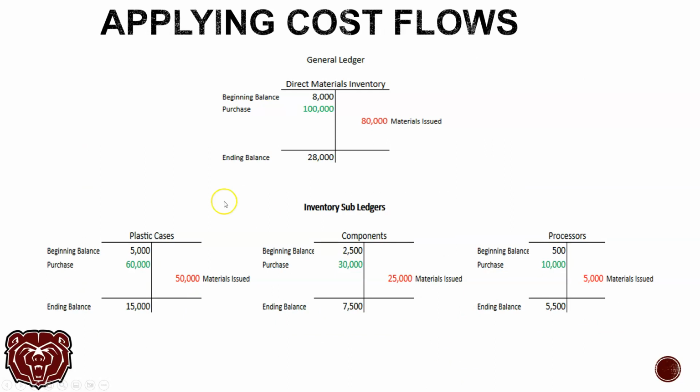Okay, so this would be an example of your general ledger for direct materials inventory. Okay, you have your GL or your control account up here, and then you've got each of your sub-ledgers. You'll notice that your sub-ledger ending balances, once they're totaled, they equal the ending balance of your control. Okay, you can follow the flow here. We used $80,000 in materials. 50,000 were plastic cases, 25,000 were components, and 5,000 were processors. Those add up to the 80,000. So these will all balance out to your control account.